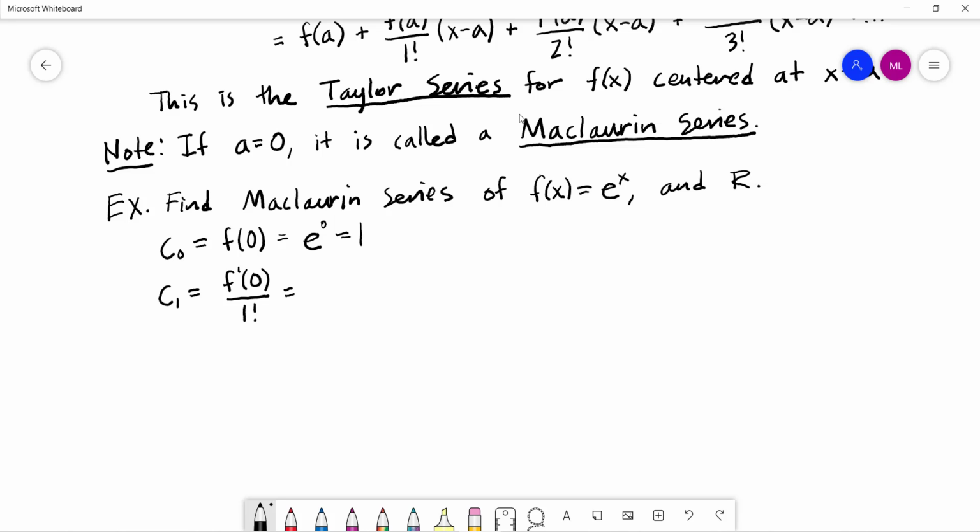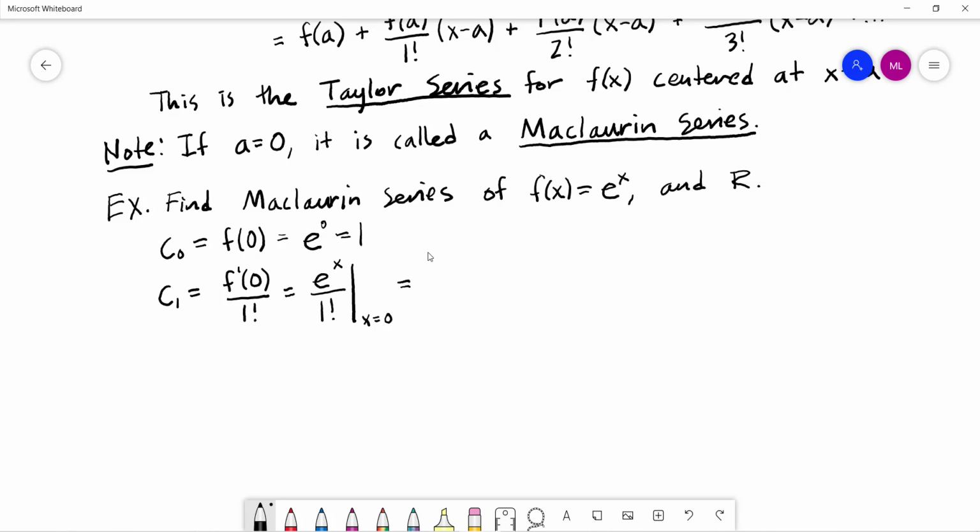And what is the derivative, if you will, of our original function f of x? So what is f prime? Well, if the original function is e to the x, and the derivative of e to the x is e to the x, then f prime is also e to the x. So this is going to be just e to the x over 1 factorial, and we're evaluating it at x equals 0, to be clear.